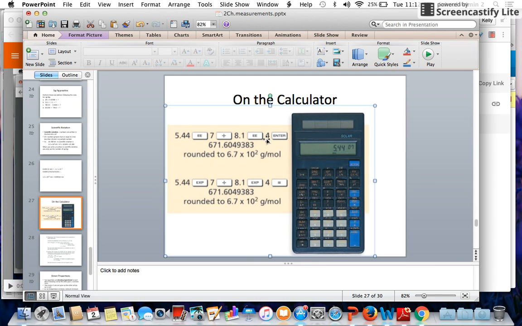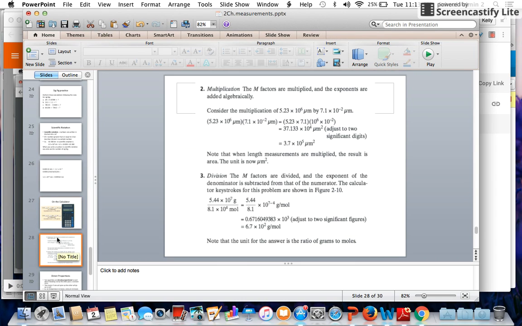And this might have to be a negative exponent. So all you do, usually the negative sign is down here. You just click negative and then 4. So that's 8.1 times 10 to the negative 4th. So that's all you do for your calculator, and it's really simple. Because you don't have to deal with parentheses and you don't have to put times 10, the caret for the exponent. All you have to do is click EE. So remember that. Come back to this or look at your PowerPoint or ask me.